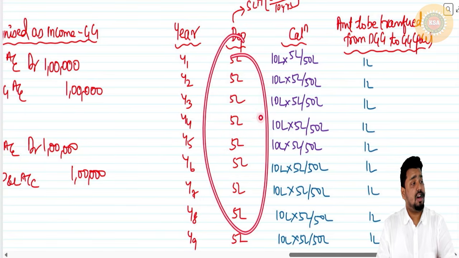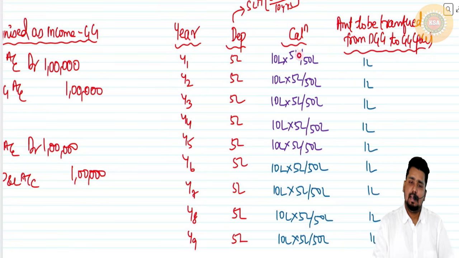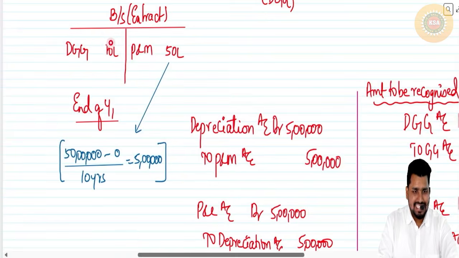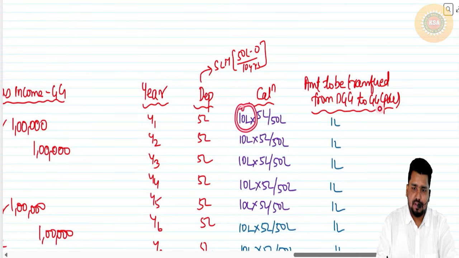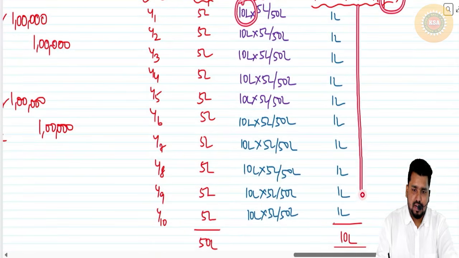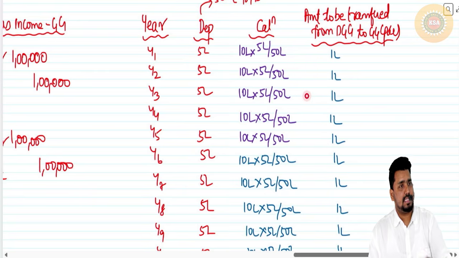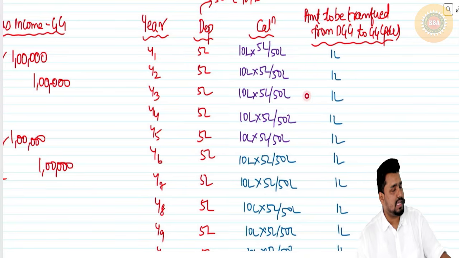To find the amount to be transferred to P&L along with the depreciation. In what ratio do we have to transfer? In the ratio of depreciation. What is the DGG amount we have? Correct, this 10 lakhs we have to take to P&L over a period of 10 years, the period in which we are charging depreciation. That is because of what concept? Matching concept.